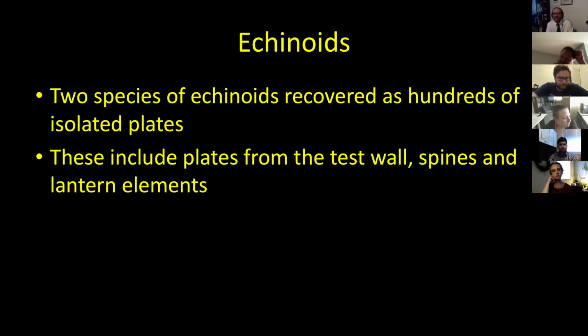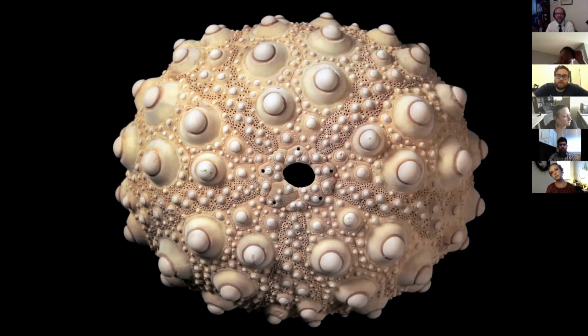Sea urchins. We didn't see any sea urchins at the locality, but we have lots of sea urchin parts. We have them from all over the animal, the tests, the spines, the lantern elements. They're all there in the sediment if we know what we're looking for. So that's a modern sea urchin.